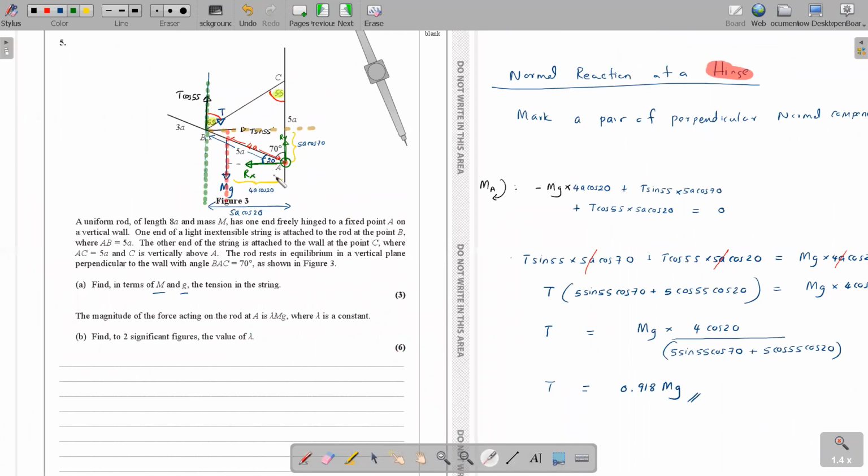So how do we do it? How do you get the value of lambda? They have told you the resultant force, the resultant force at A. How do you get the resultant at A?